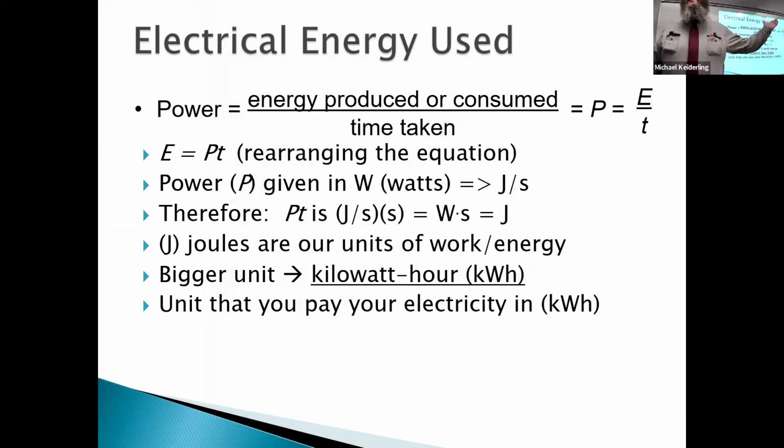However, that's not how we sell electrical power. We sell electrical power in kilowatt hours. And a kilowatt hour is a kilowatt, 1,000 watts, times an hour, 3,600 seconds. So 1 kilowatt hour is 3.6 megajoules, because it's 1,000 times 3,600. So we could buy our electricity in megajoules. That would probably look much cooler on your electric bill, but we don't. We buy it in kilowatt hours.